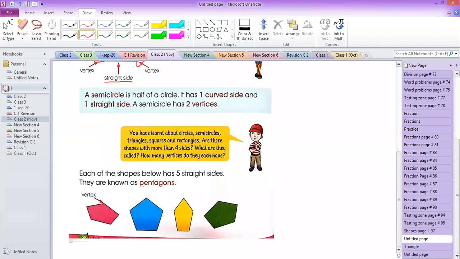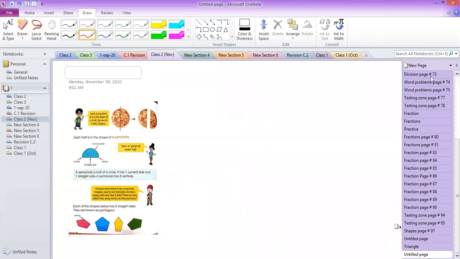The next shape which we are going to study is pentagon. These are the examples of pentagon, guys. In pentagon, we have five corners and five sides. Let me count the corners for you first. Look here. This is one of the corners. 2, 3, 4, and 5. There are five corners.